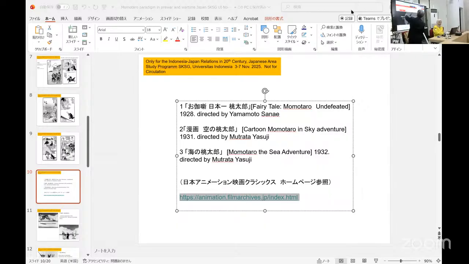Dan ini animation.filmarchives.jp/en/index.html. Nanti saya mau share this address. Tapi khususnya bisa menonton seperti momen. Nanti saya mau membicara tentang Japanese advance movements.